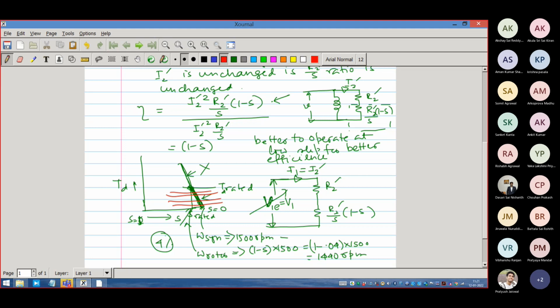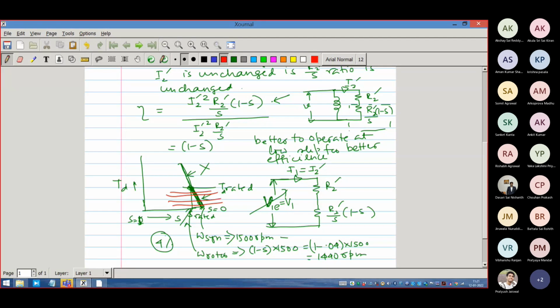But you see that this variation is not so significant. I will later tell you that even this small variation I can compensate. I can precisely operate it at 1440 RPM. If the requirement is to maintain 1440 RPM irrespective of the torque requirement, I can do that.